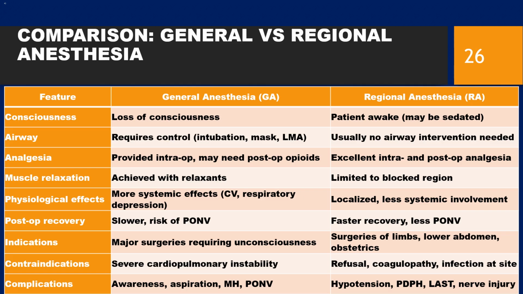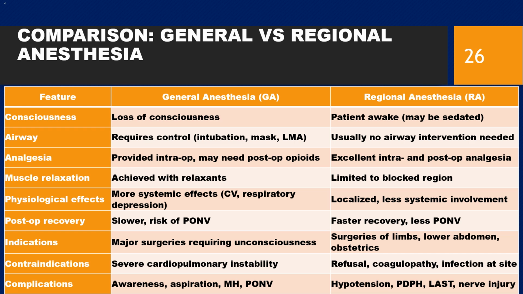Indications. 1. General anesthesia (GA) is suitable for major surgeries that require unconsciousness and muscle relaxation. 2. Regional anesthesia (RA) is ideal for surgeries involving the limbs, lower abdomen, and obstetrics, where regional blocks can provide effective pain relief. Contraindications. 1. For general anesthesia (GA), severe cardiopulmonary instability may be a contraindication. 2. Regional anesthesia (RA) contraindications include patient refusal, coagulopathy, and infection at the site of injection.